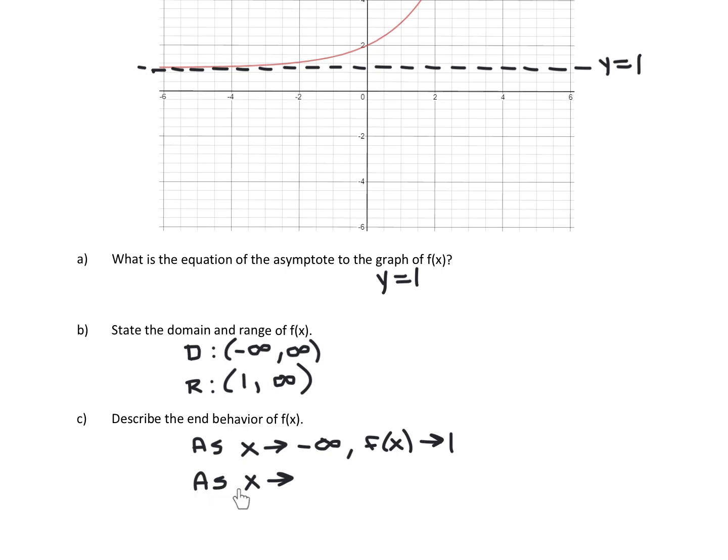Now, as we go to the right on the graph, the x values are getting bigger and bigger, but aren't the y values also getting bigger and bigger? So as x approaches positive infinity, the y values, f of x, are also going up and up and reaching positive infinity.